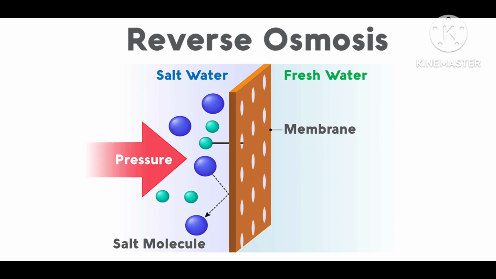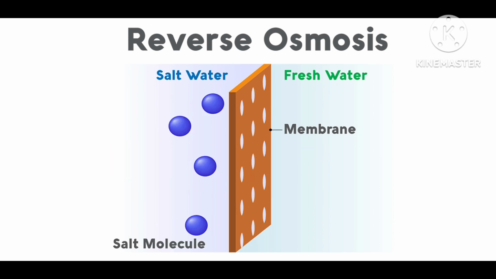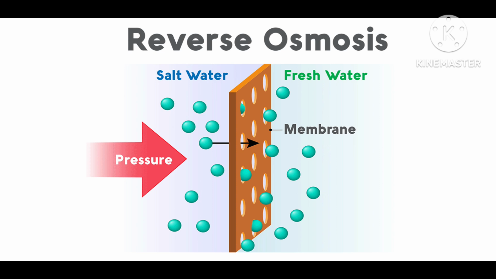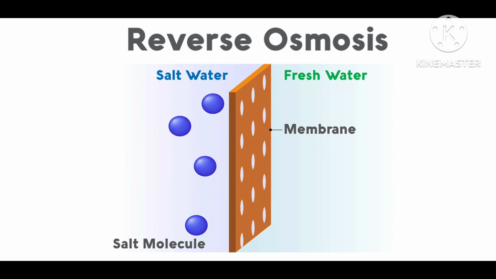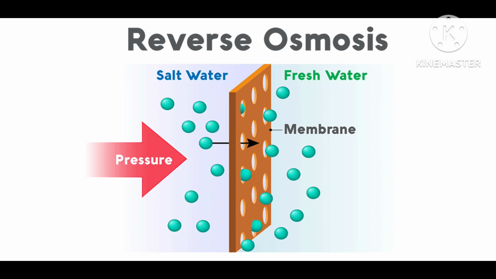Already explained, hence I think you might not have felt difficulty understanding. Very simple. If high pressure, more than pure water, is applied on the solution side, meaning the salty water side, then from that side only solvent molecules, only water molecules, will come towards the pure water side.